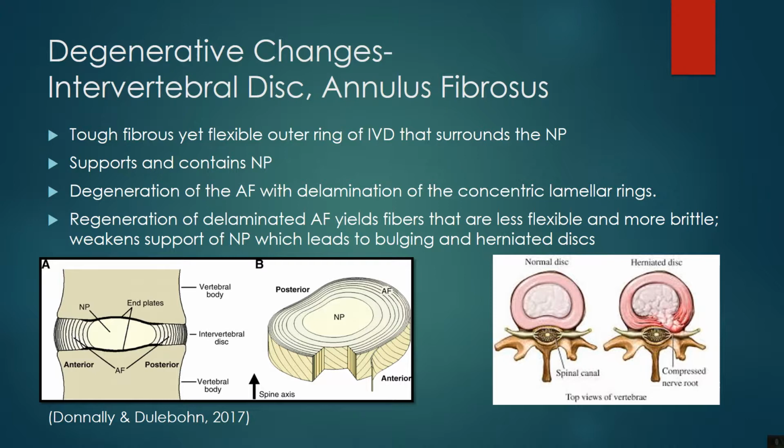As you can see in the images below, the one on the left shows the laminar rings and how the disc sits between the vertebrae. The image on the right shows a normal disc, and the image to the right of that shows the compression on the nerve root when the annulus fibrosus is compromised and the nucleus herniates.